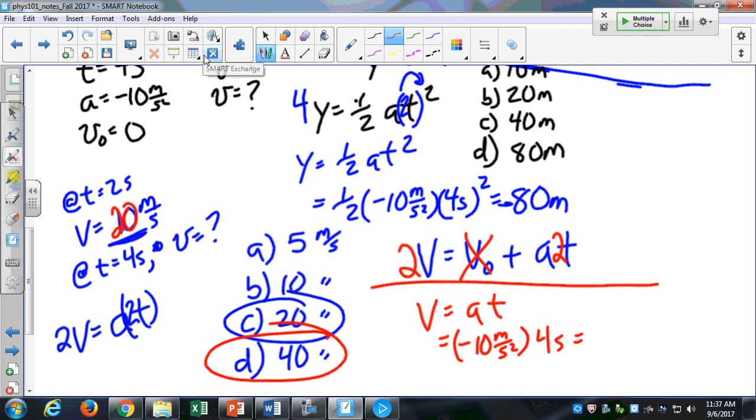Okay, yeah, so it should be minus 40. I'm sorry about that. But it still is true, though, that it's a linear relationship. If I double my time, I double my speed. It was 20, now it should be 40.